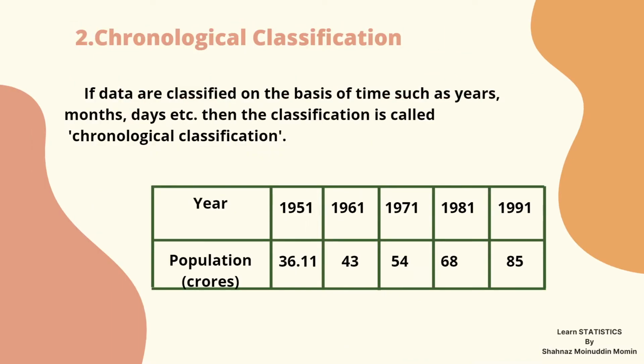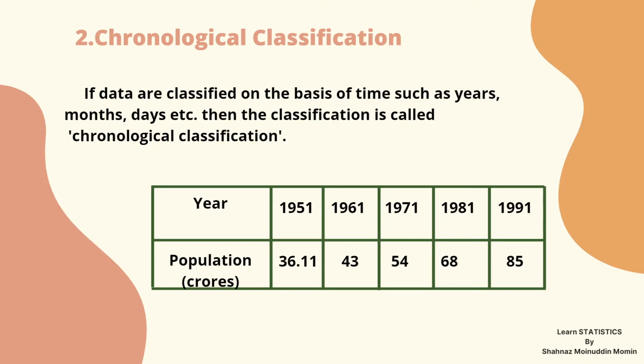Now the second type of classification is chronological classification. Chronological means according to time. If the data are classified on the basis of time, such as years, months, days, etc., then the classification is called chronological classification. For example, we may present the figures of population of India from 1951 to 1991 as given in the following table.